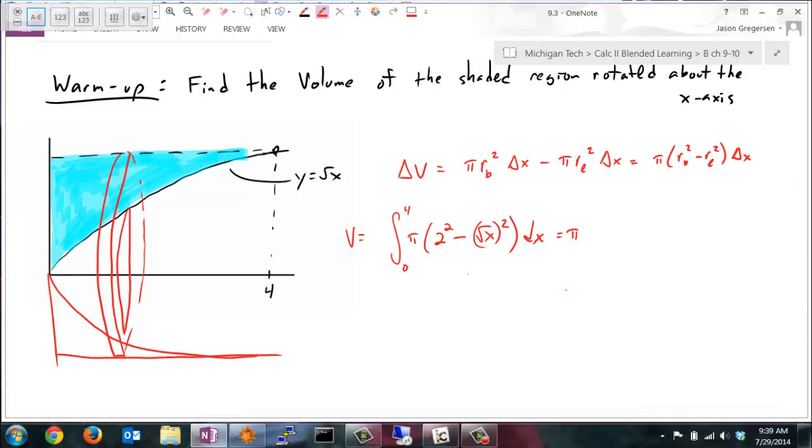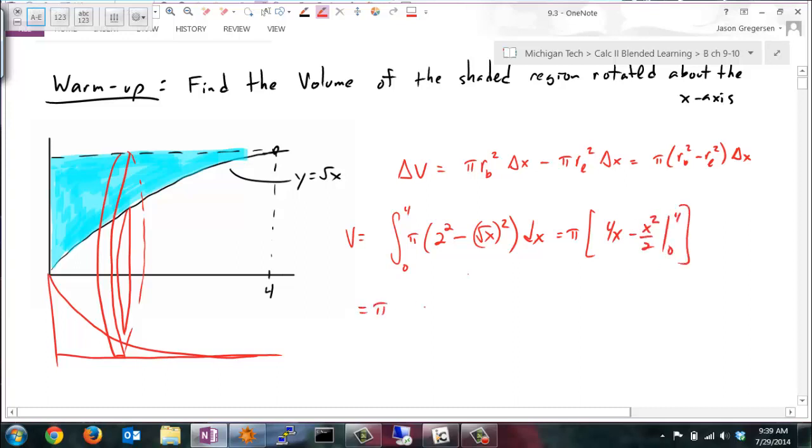So I'm really integrating 4 minus, well, the square root of x squared is just x. So if I integrate 4, I would get 4x. If I integrate x, I'll get x squared over 2. I'm evaluating that from 0 to 4. Evaluated at 4, I would get 16 minus 16 divided by 2. Did I mess that up in my notes? I did mess that up in my notes. That would be 8 minus 0 minus 0. So it looks like I get 8 pi. That's that volume.